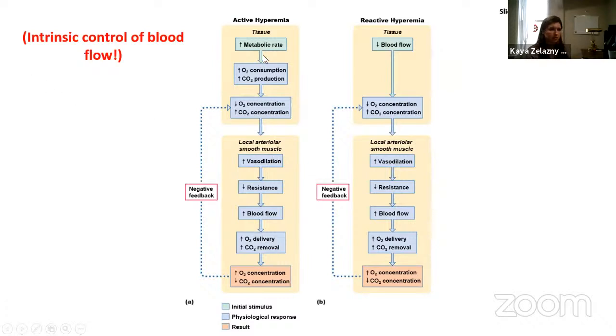So this is still, just a reminder, this is still intrinsic control of our blood flow because all this is local stuff right next to our arterioles. We haven't done anything with our nerves, haven't done anything with our brain. We're not sending signals from anywhere else. It's all local, all directly related to the arterioles right there.